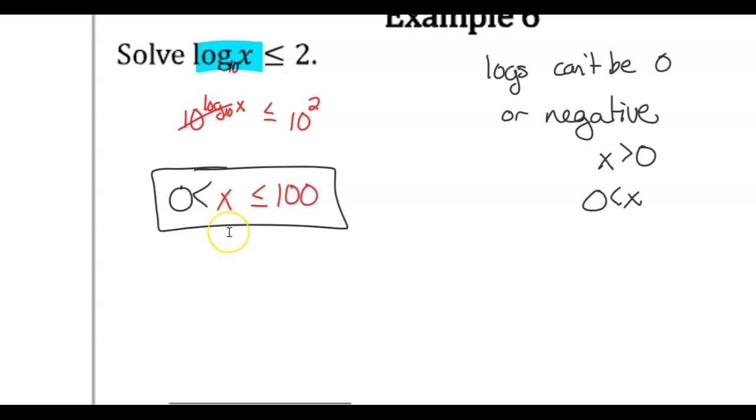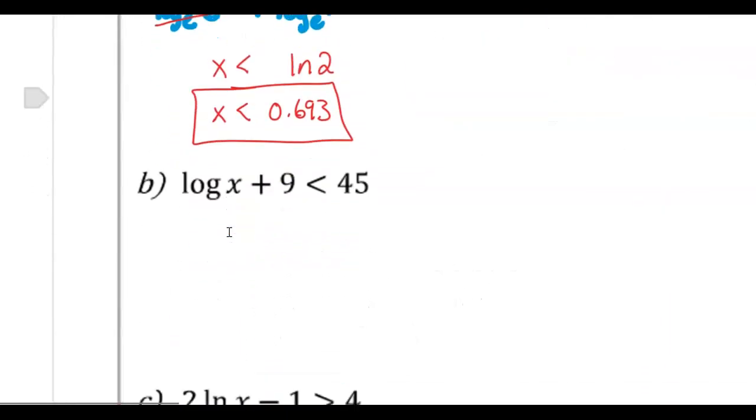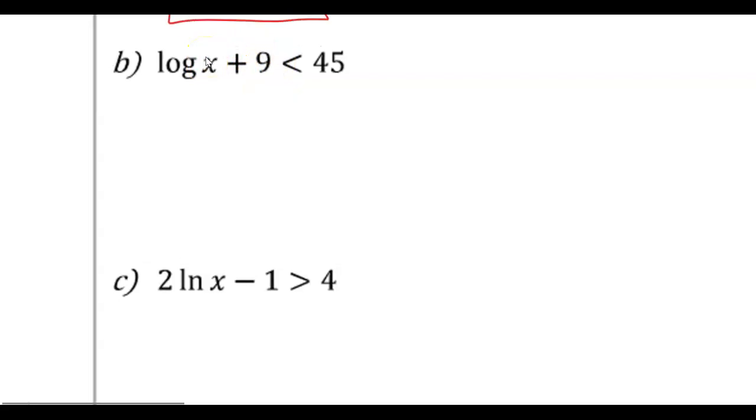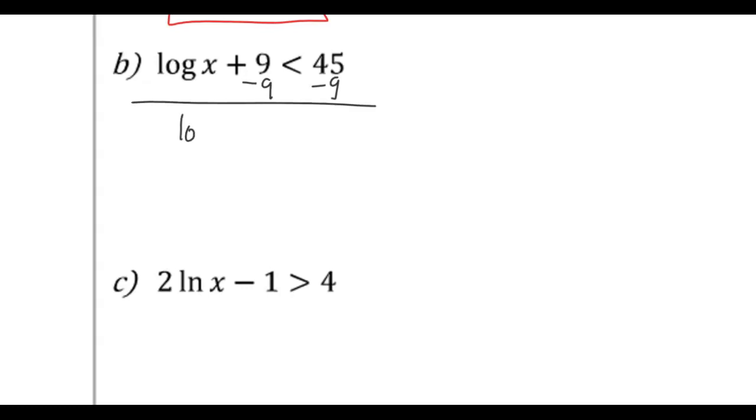Okay, let's look at another one with that. Let's go look at the practice over here. On this one, I'm not going to take it and raise it to a power yet because this plus 9 is not inside this log. If it was in parentheses like this, then yes, I'd be ready to raise it to a power, but it's not. So the 9 is not part of the log. So before you do anything, move the 9 over. So you get log of x is less than, and then 45 minus 9 is just 36.